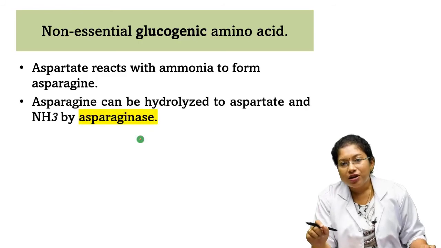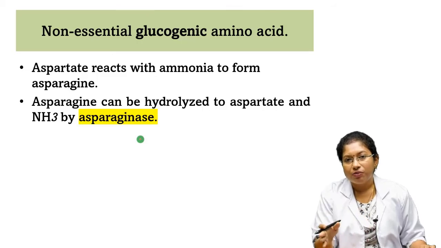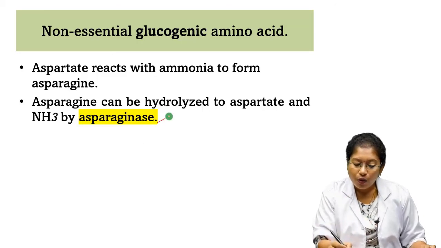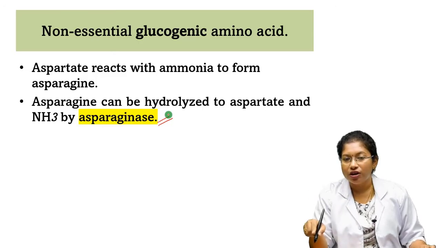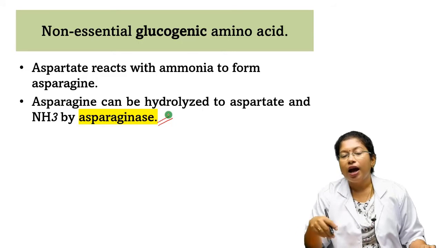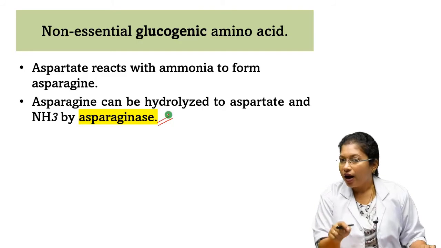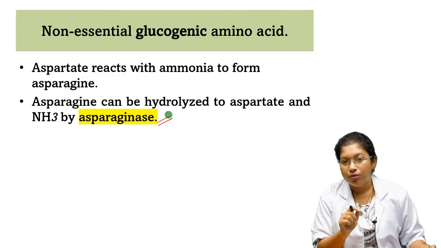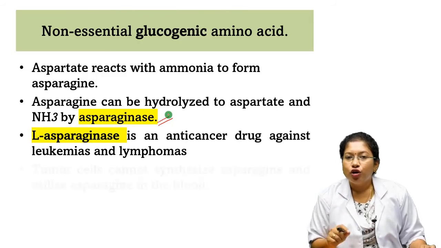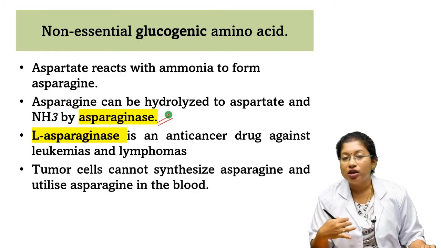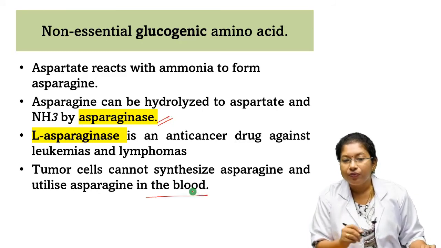Asparagine once again can be hydrolyzed to aspartate and ammonia with the help of the enzyme asparaginase. First you form the asparagine, then you hydrolyze it and liberate aspartate and ammonia. The enzyme here is asparaginase. Why have I highlighted this asparaginase? Because this can be given as an anti-cancer agent. Your tumor cells cannot synthesize their own asparagine. They utilize asparagine in the blood.